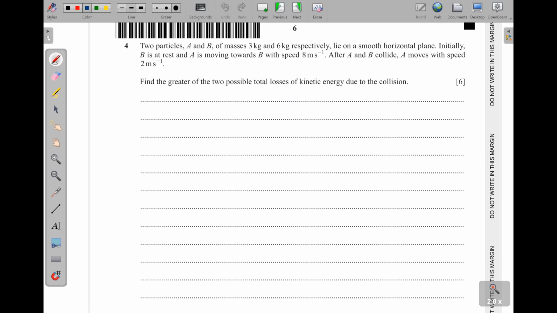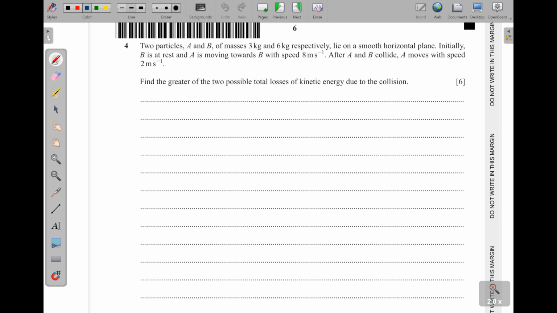Number 4. Two particles A and B of masses 3 kilograms and 6 kilograms respectively lie on a smooth horizontal plane. Initially, B is at rest and A is moving towards B with speed 8 meters per second. After A and B collide, A moves with speed 2 meters per second. Find the greater of the two possible total losses of kinetic energy due to collision.